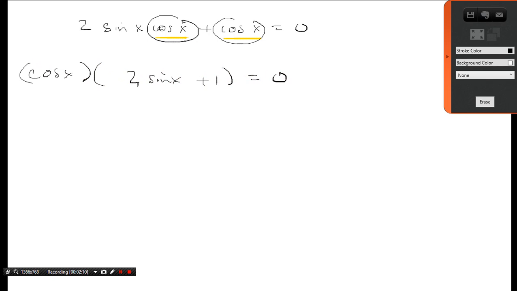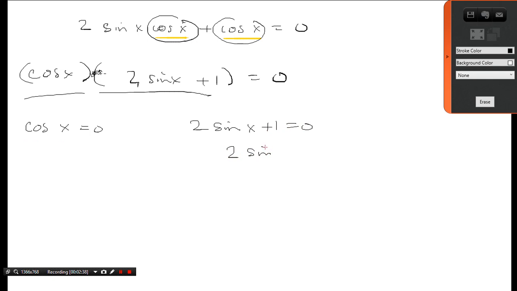Doesn't this look very familiar? Kind of like when we were working with algebra. So good news, if I have two blobs multiplied together to equal 0, what does that mean? Well, either cosine of x equals 0 or 2 sine of x plus 1 has to equal 0. Now, this is how we would normally tackle it. And now isolate. Well, the cosine is already isolated for us, so we could think about it in a second. So I need to isolate for my sine. All right, we are there.